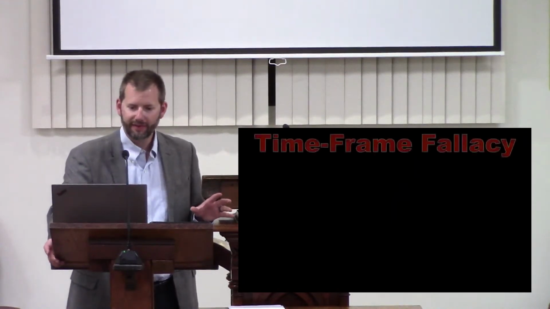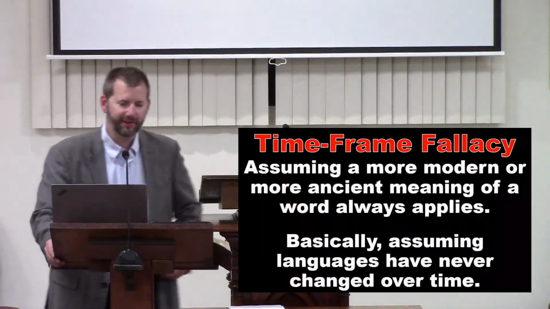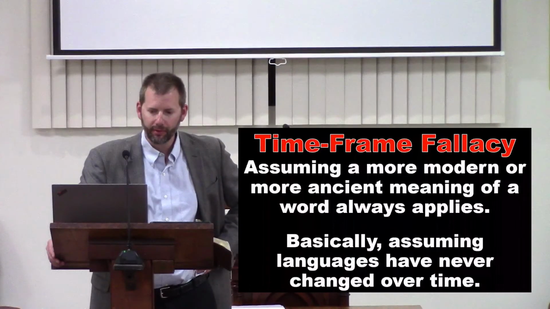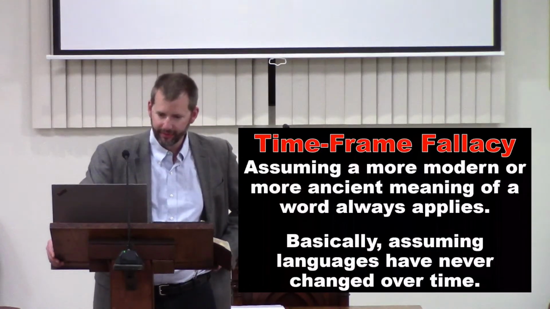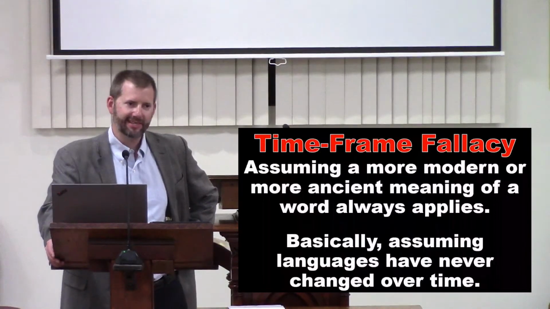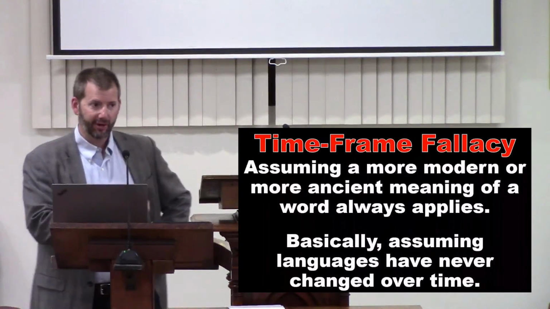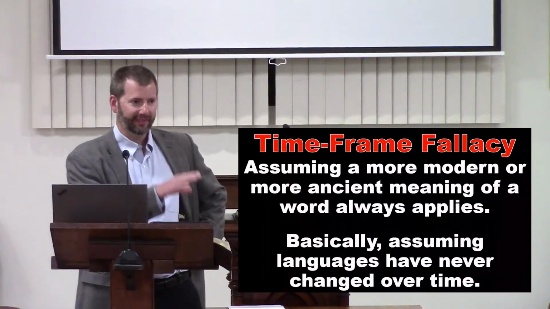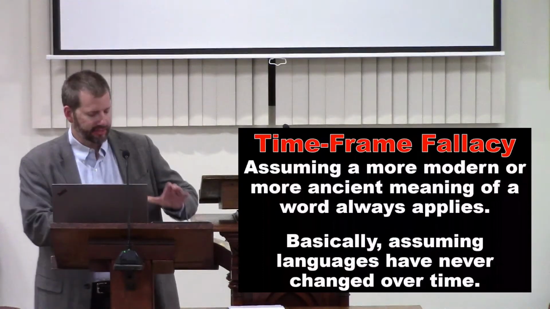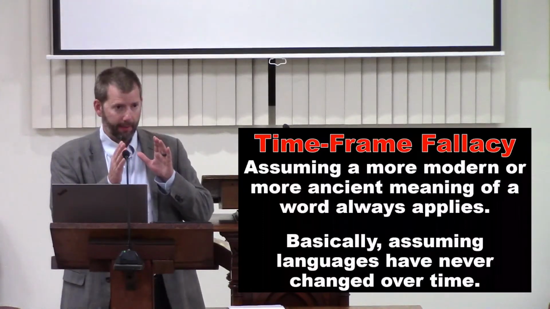Okay, our next fallacy is the time frame fallacy. Now, this is the fallacy of assuming that a more modern or more ancient meaning of a word always applies. Basically assuming languages have never changed over time. And this is interesting because Greek and Hebrew are both dead languages now. There was a time that they were living languages. And especially in Hebrew, not so much in Koine Greek, because the New Testament was written in a very short time frame.